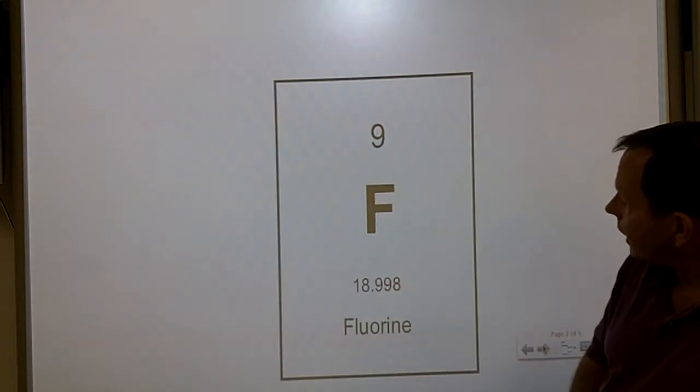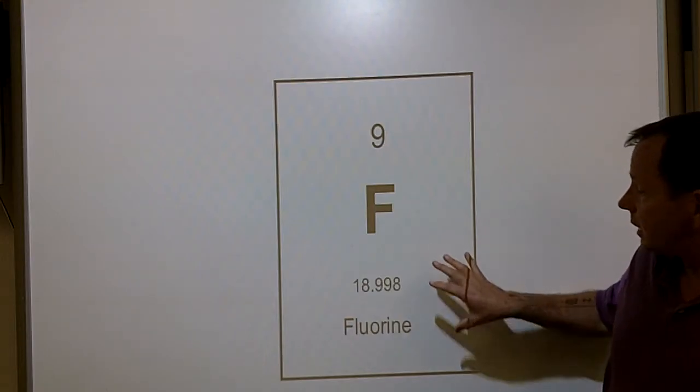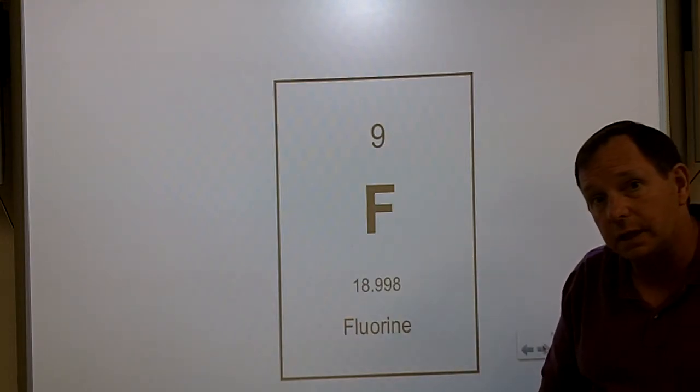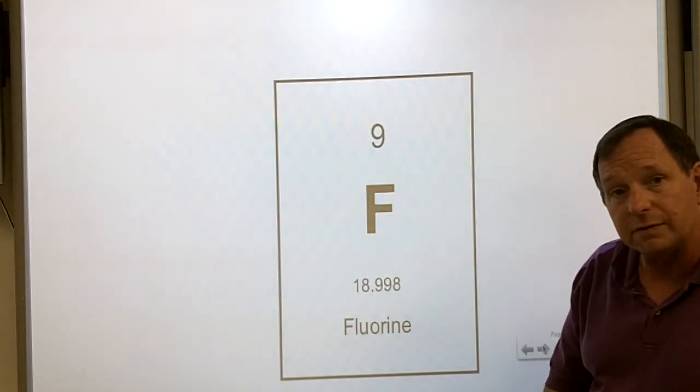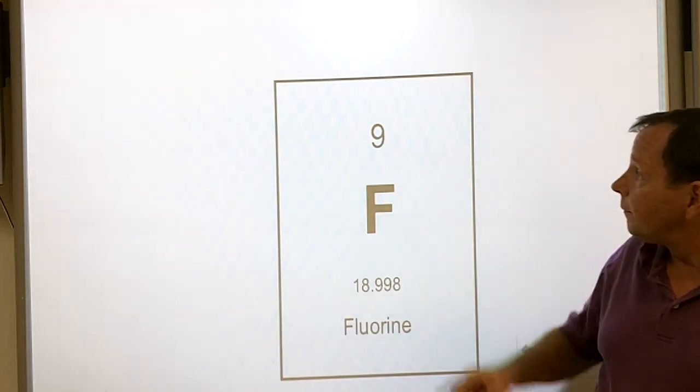Here we go. On the periodic table, you're going to see boxes like this, about 110 of them, and each one of them gives us information about each of the elements on the periodic table.